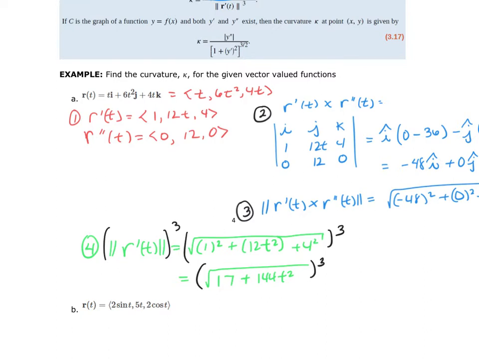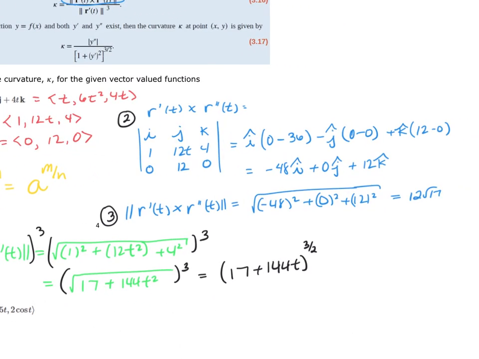And I'm going to use my rules of exponents that says if I have the nth root of a raised to the m power, which is the same thing as a raised to the m over n. So this is going to be equal to 17 plus 144t raised to the 3 over 2.